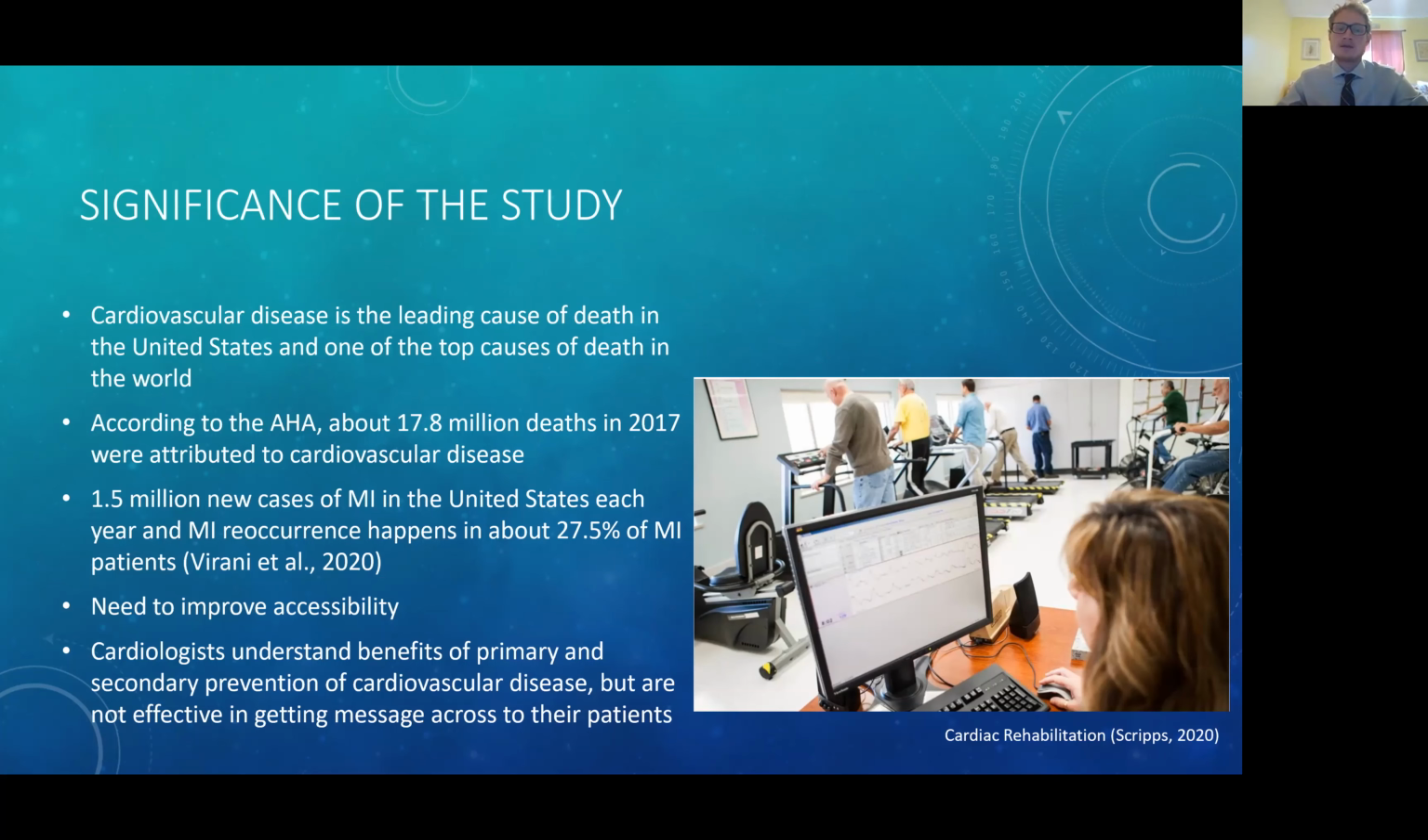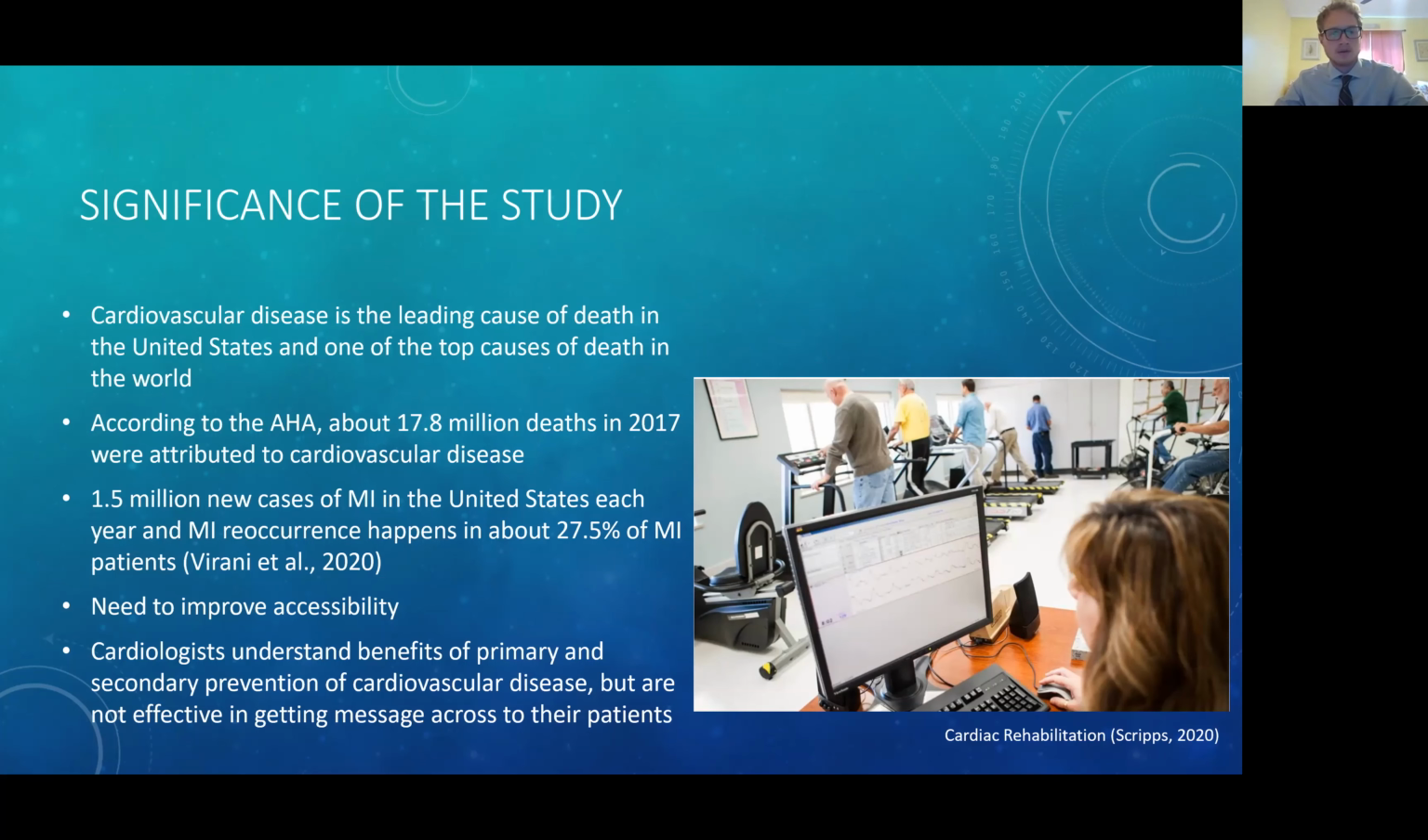So not only is there 27.5% reoccurrence, but the mortality rate significantly increases. There's a hazard ratio of around 1.5. So if you have a second myocardial infarction, you're much more likely to die compared to your first incidence of myocardial infarction. So it's very important that we prevent this second case from happening using cardiac rehabilitation.